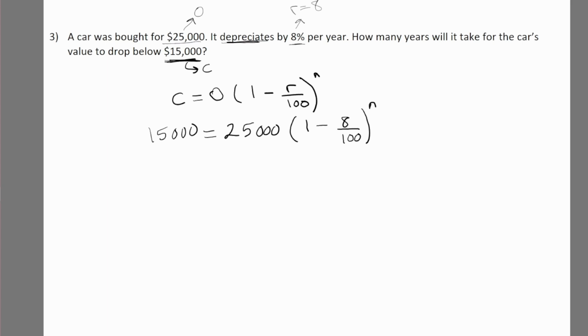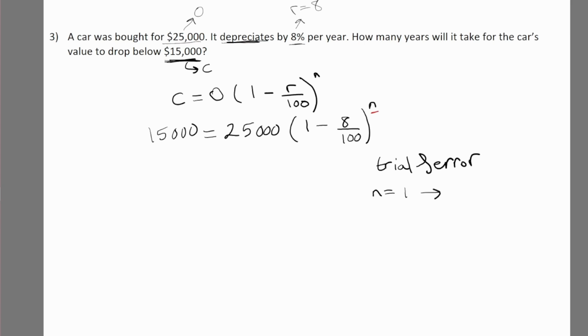Now, this is very similar to the problems we used to deal with in compound interest, where we didn't know the power. If you remember, back then we used to solve this by trial and error. So we would start substituting n and checking what value it gives us. So we're going to plug into our calculator 25,000 multiplied by 1 minus 8 over 100 to the power of 1. We're going to try n equal to 1 at first.